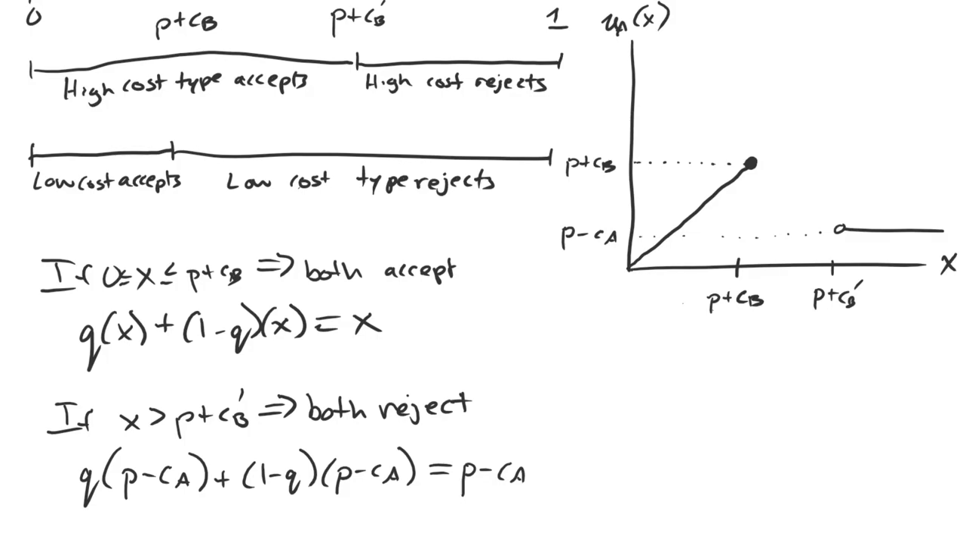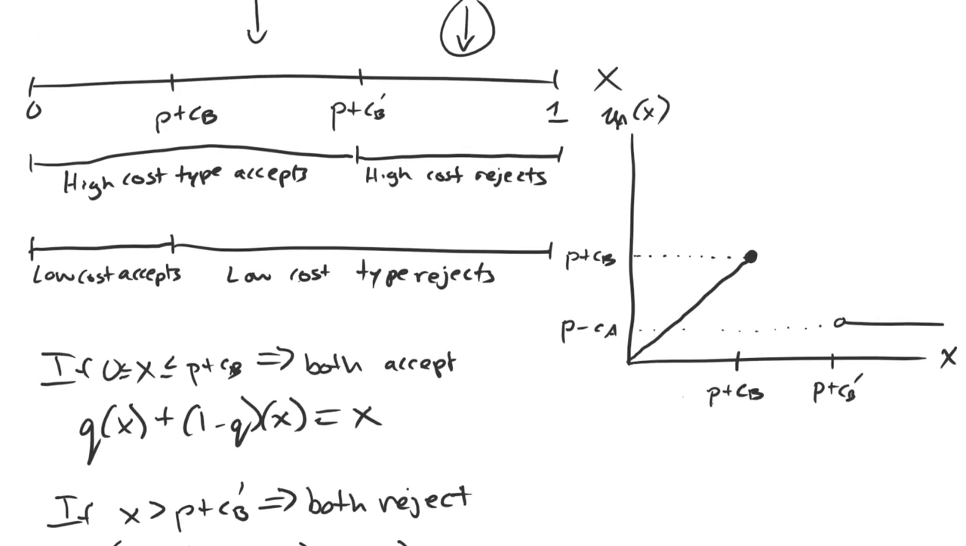You might not get all of it because you're not extracting everything that you could have been extracting out of the high cost type. You're just leaving the low cost type indifferent, but you're getting some of the surplus. You're extracting some of that value that is to be had by not fighting a war. And so it is better to make that demand than make a demand that is guaranteed to be rejected.